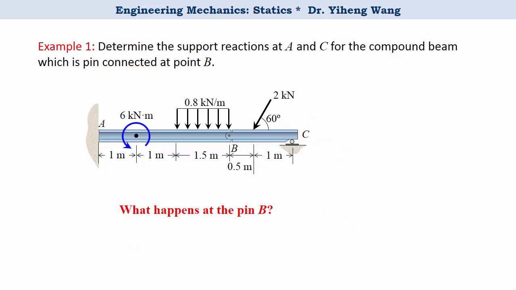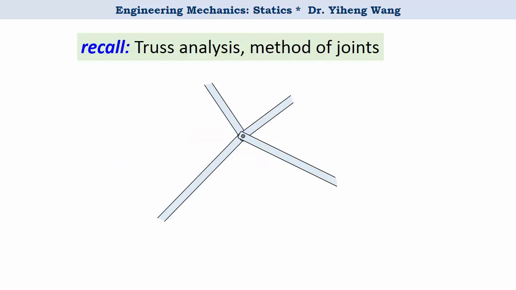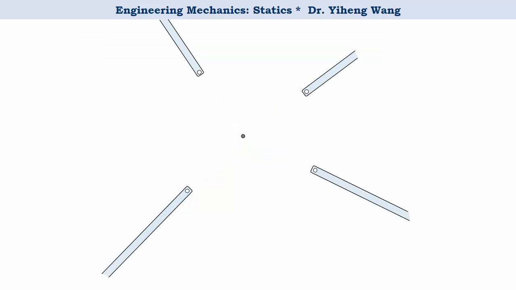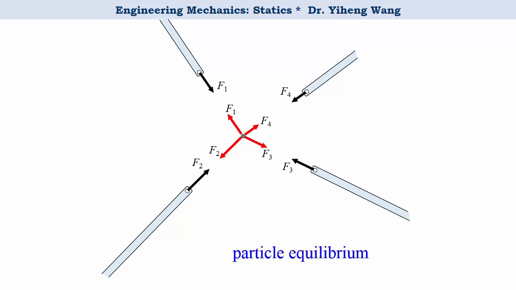But what happens at point B? Now let's analyze the pin that connects these two members. Let's recall what we've learned in the method of joints. For members connected through a pin, if we separate them, these are the forces exerted by the pin to each of these members, and because of Newton's third law, action and reaction, these are the forces exerted by the members to the pin, and these are 4 pairs of forces with the same magnitude and opposite directions, and the pin is in particle equilibrium. And this is similar to our example of the compound beam.